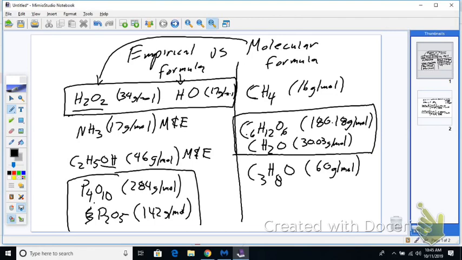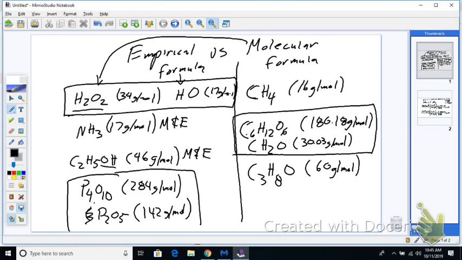How about this one? What's the difference between those two? You can multiply by 6. So, we divided each one of these by 6, and we got CH2O. So that means that when we multiply each of these by 6, then we get 6 times the weight.